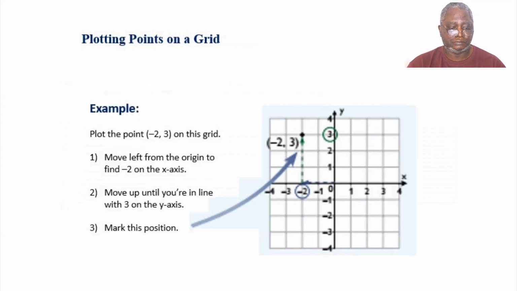Example. Plot the point -2 by 3 on this grid. First, move left from the origin to find -2 on the x-axis. Look at the arrow, please. Move up until you're in line with 3 on the y-axis. Mark this point.